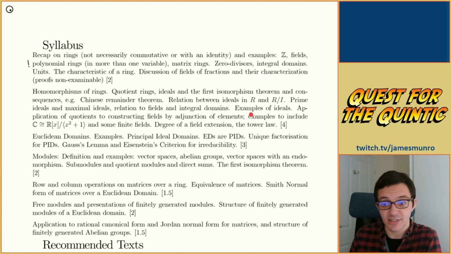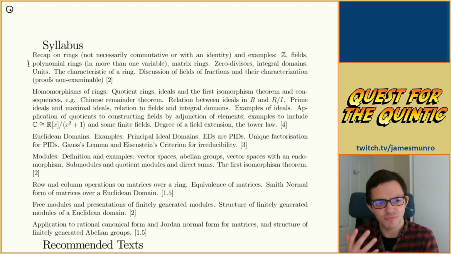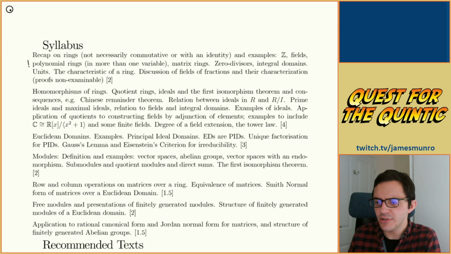Examples of ideals, always love examples. Constructing fields, we do need fields. More examples, including complex numbers, hooray. Degree of a field extension is going to be important because field extensions are important. I think somehow adding in these radicals, adding in these square roots and cube roots is some sort of field extension, so we're going to learn about those this week.